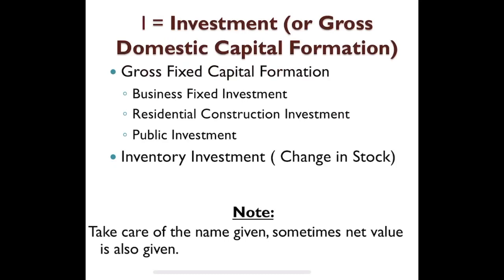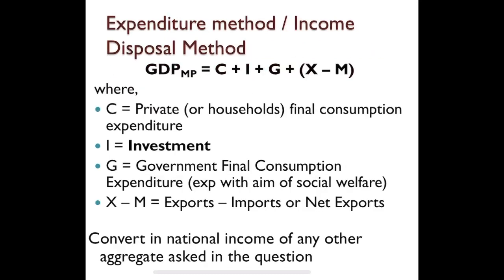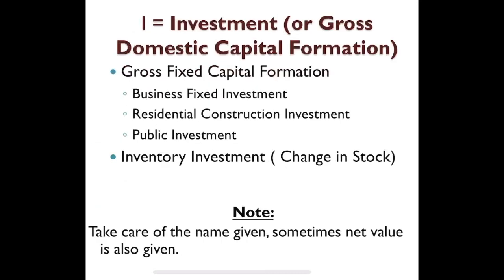The moment it is given net capital formation or net fixed capital formation or any of the words with net, that means it is a part of NDP-MP and not GDP-MP, because using this method you will get GDP-MP. So if I, or investment or capital formation, is in net, you will reach NDP-MP. So please take care of that.